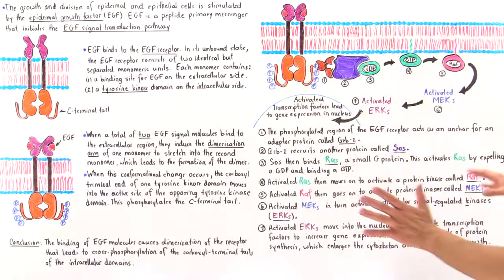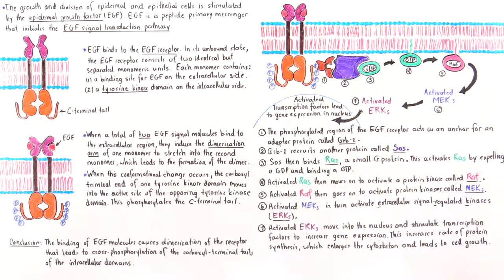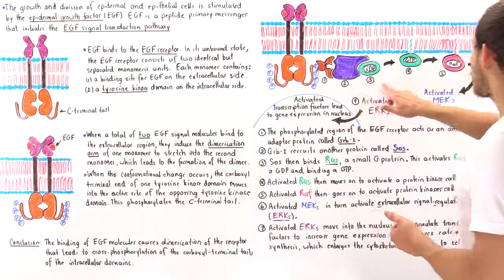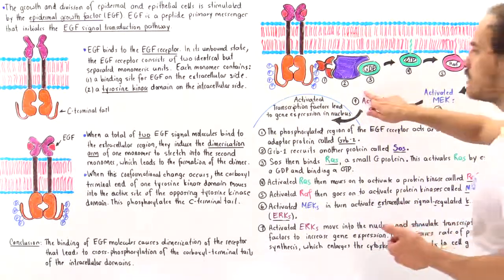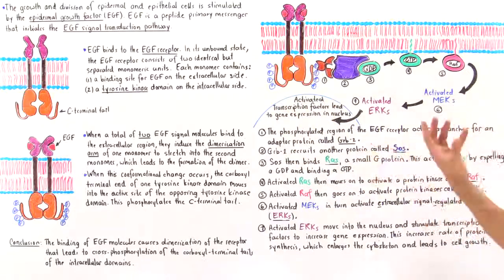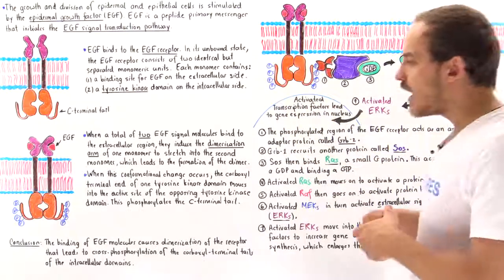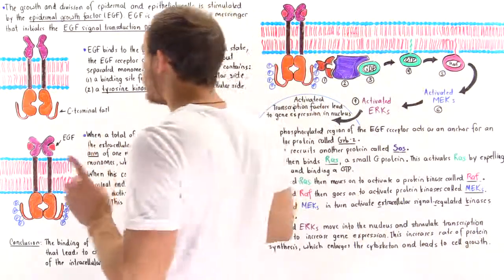And to see what we mean by that, let's take a look at the following diagram. So we can see that there are many different types of proteins and enzymes involved in this process. And so I've labeled 1, 2, 3, 4, 5, 6, 7. So let's see what each one of these steps actually involves. And let's begin with step number 1.